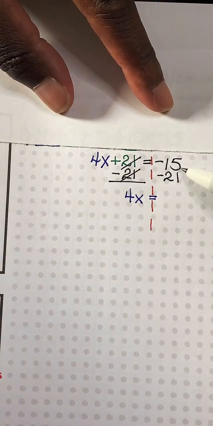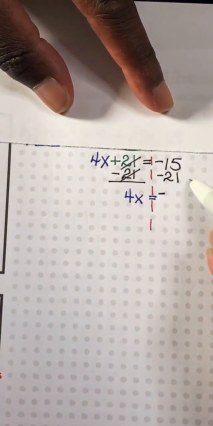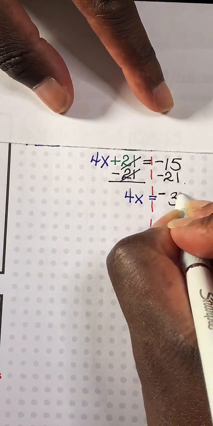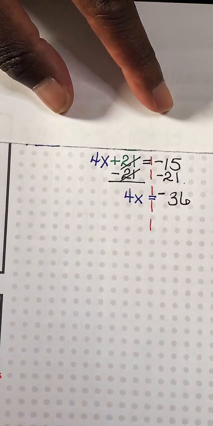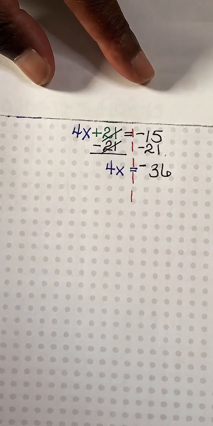So now we have negative 15 minus 21. Since they're both negative, we're actually going to keep that negative sign and add them together. So 1 plus 2, that gives me my 3. 5 plus 1, that gives me my 6. So we have a negative 36. Okay, good.